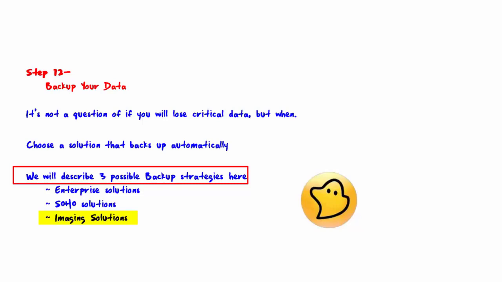The first two solutions generally back up data, but not the programs installed and configured on a particular workstation. With imaging software, you take a snapshot of a specific workstation. So if the workstation crashes, you can quickly recover all installed software and configuration.